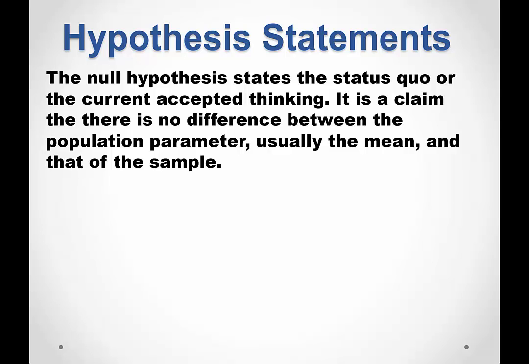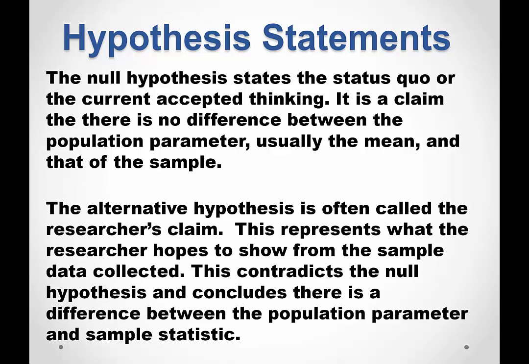So what we want to do is we will have a null and an alternate hypothesis. And in every case, the null hypothesis is going to state the status quo. It's what everybody currently accepts as being true. And it's basically a claim that there is no difference between the population parameter and the sample statistic. And the parameter that we're usually looking at is the mean.